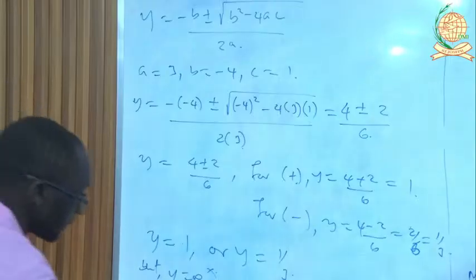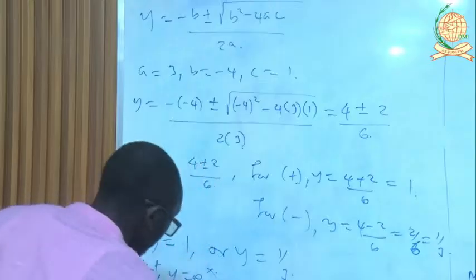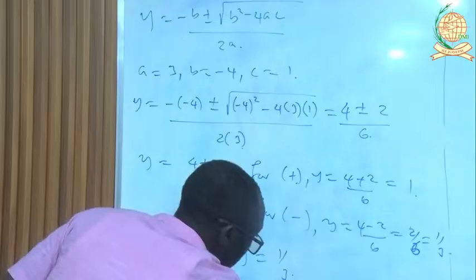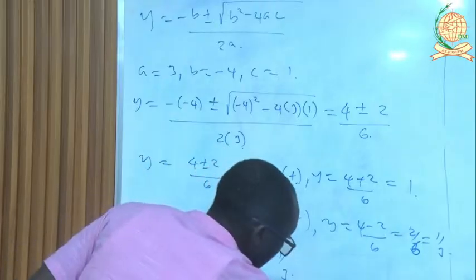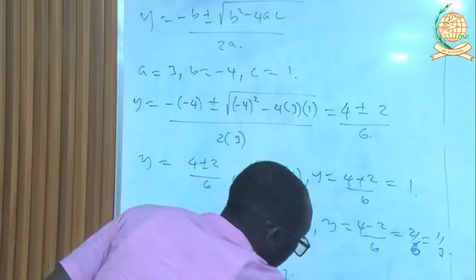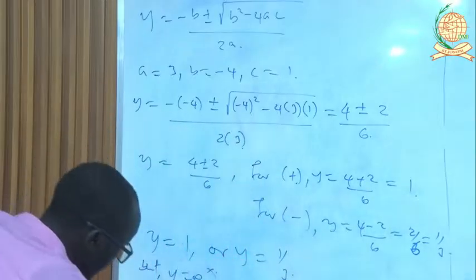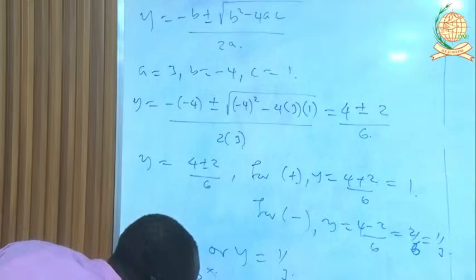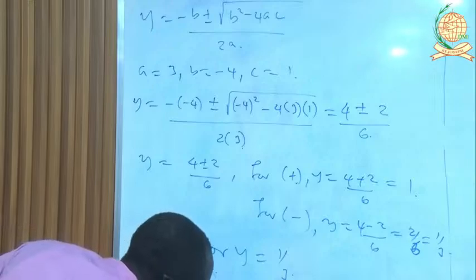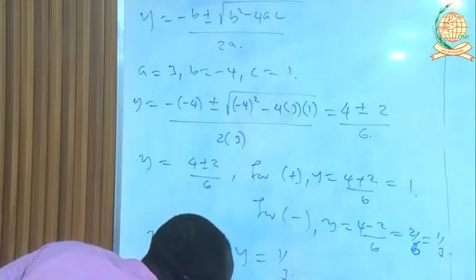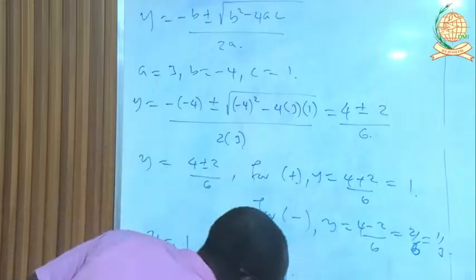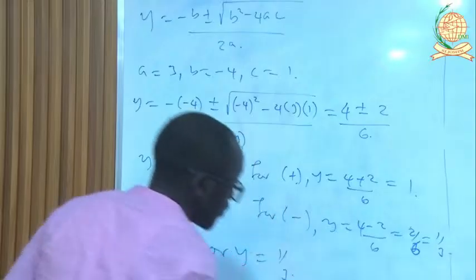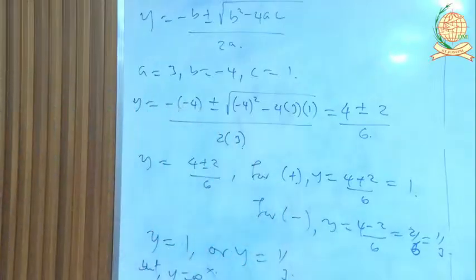So we're going to say this implies the natural logarithm of e^x equals the natural logarithm of 1, which gives us the value of x as ln 1. And from this one, e^x equals 1/3, we apply ln: ln of e^x equals ln of 1/3, which means the value of x is going to be ln of 1/3. So you can see from there you have two distinct values of x.